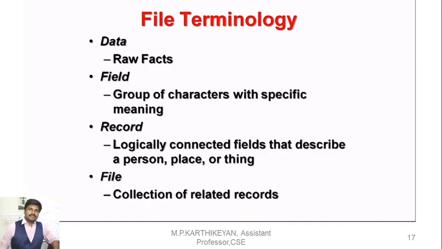Normally data are nothing but raw facts. In file systems of those days, a field is nothing but a group of characters with a specific meaning. Whereas in DBMS, a field is a particular column which has the explanation of all the entities' data according to a particular attribute. And then the next one, the record. A record is nothing but logically connected fields that describe a person, a place, or any object available in the spatial data.